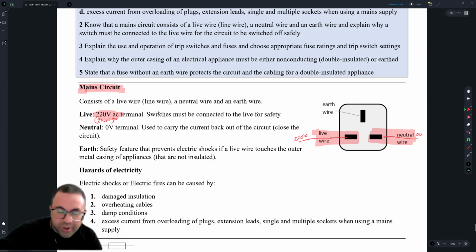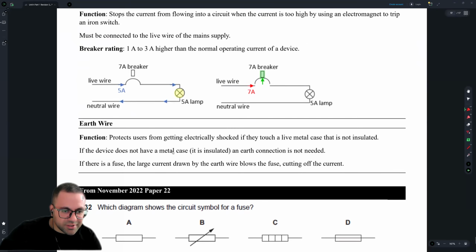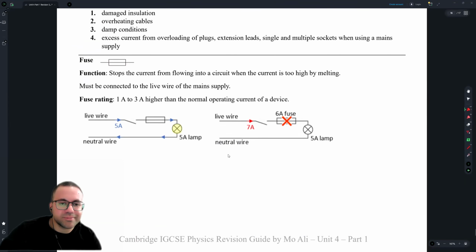Now, the earth wire is actually a safety feature. Not all countries have this. This is a safety feature that protects you from getting electrically shocked if a metal case becomes live. But I'll discuss this over here. We'll talk about the earth wire down here.